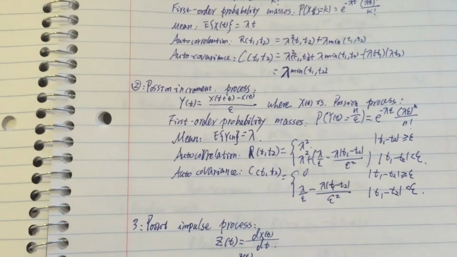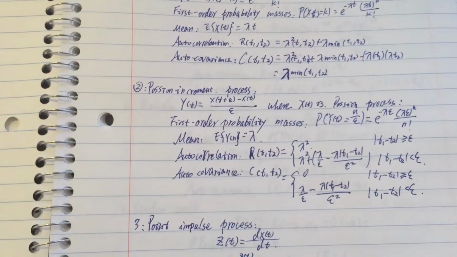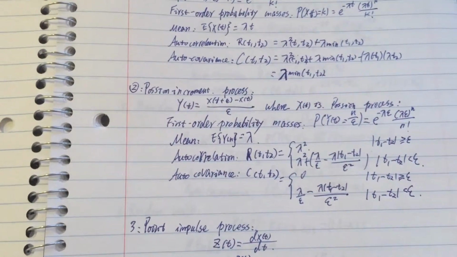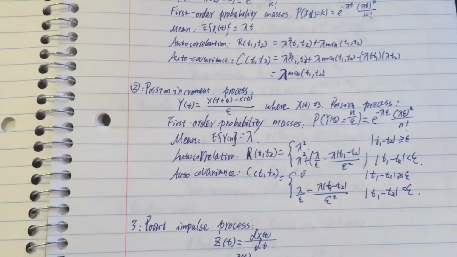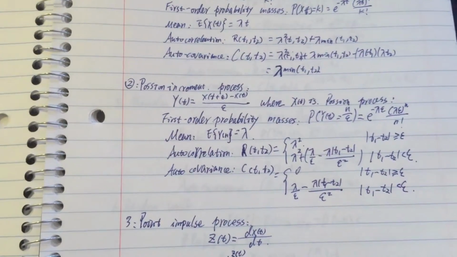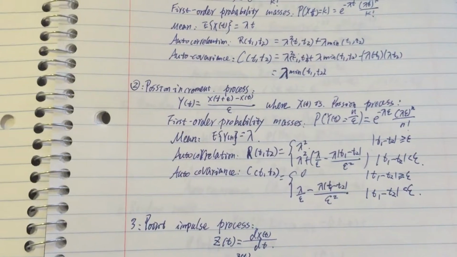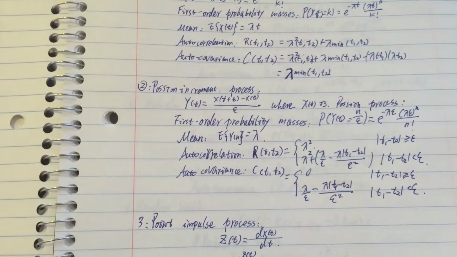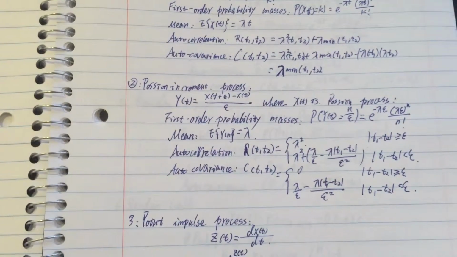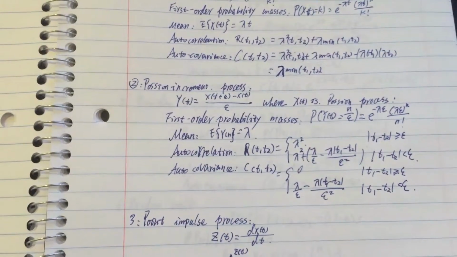And for the autocovariance, C(t1, t2) is equal to 0 while the absolute value of t1 minus t2 is larger or equal to e, and C(t1, t2) equal to lambda over e minus lambda times the absolute value of t1 minus t2 over e squared, only when the absolute value of t1 minus t2 is smaller than e.